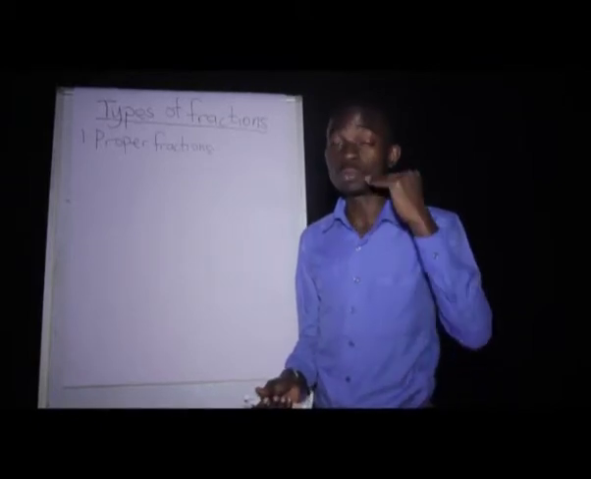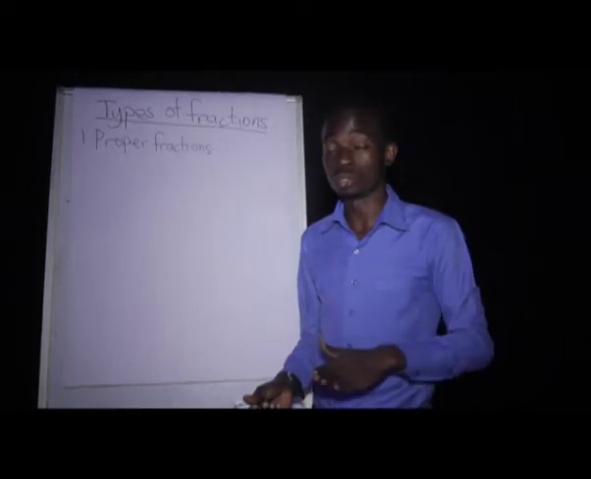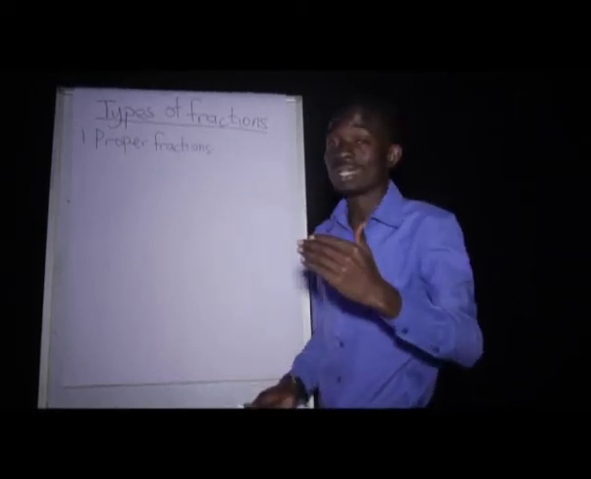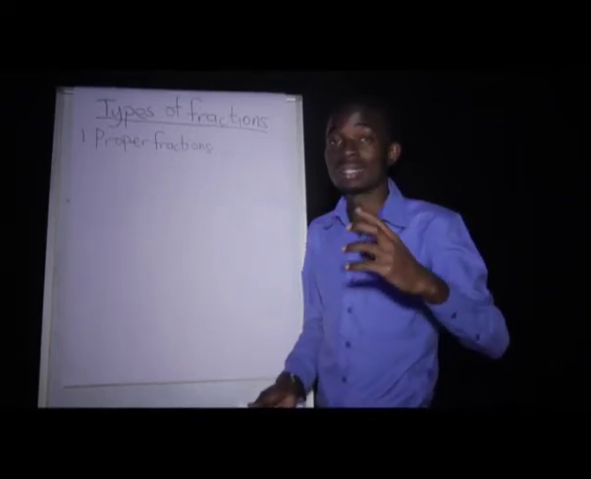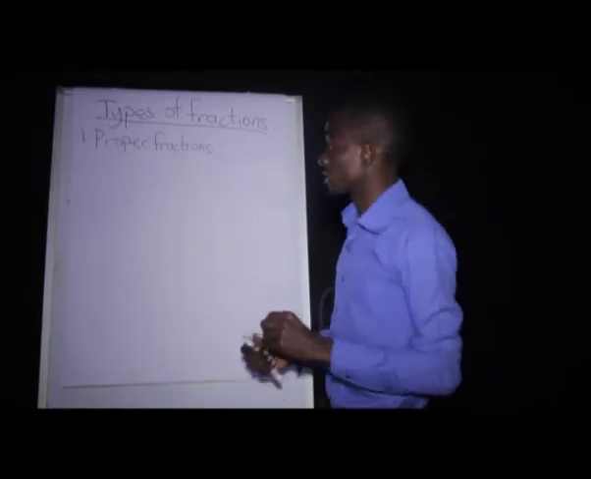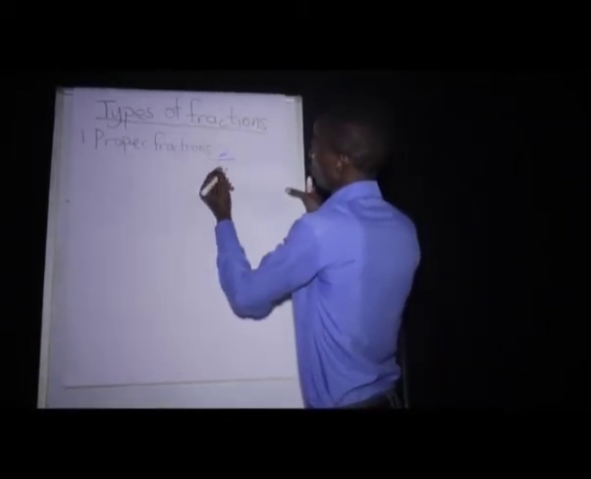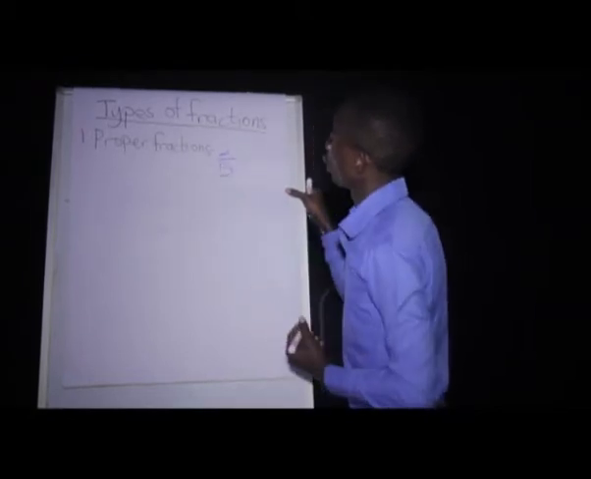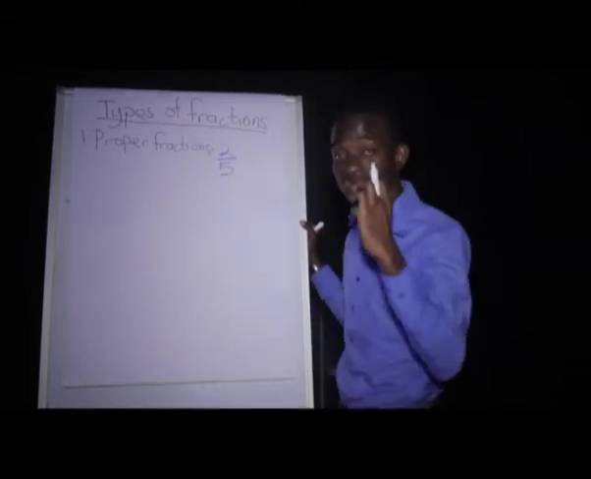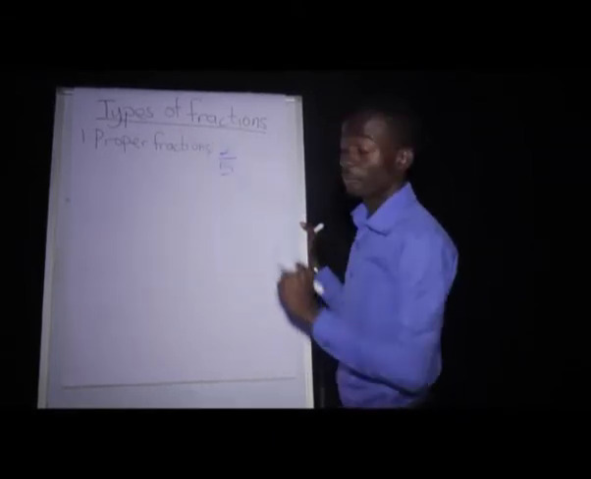And remember, we said the numerator is the number on top, whereas the denominator is the number at the bottom. So proper fractions are fractions whereby the numerator is less than the denominator. For example, if I have a fraction such as 2 out of 5, my numerator, which is 2, is less than the denominator, which is 5. So this is what we call a proper fraction.